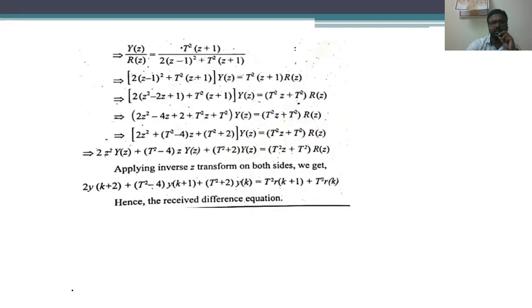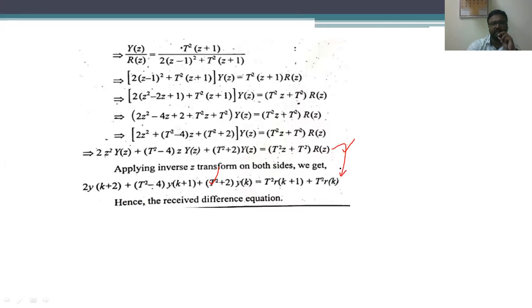So after cross multiplying with y of z and r of z, we are going to have the expression 2 into z square into y of z plus t square minus 4 into z into y of z plus t square plus 2 into y of z is equal to t square into z plus t square into r of z.